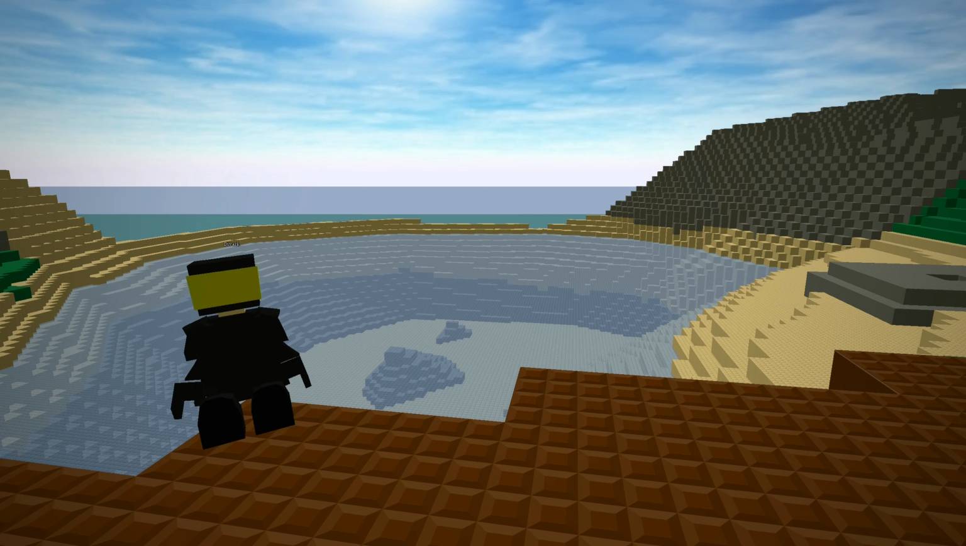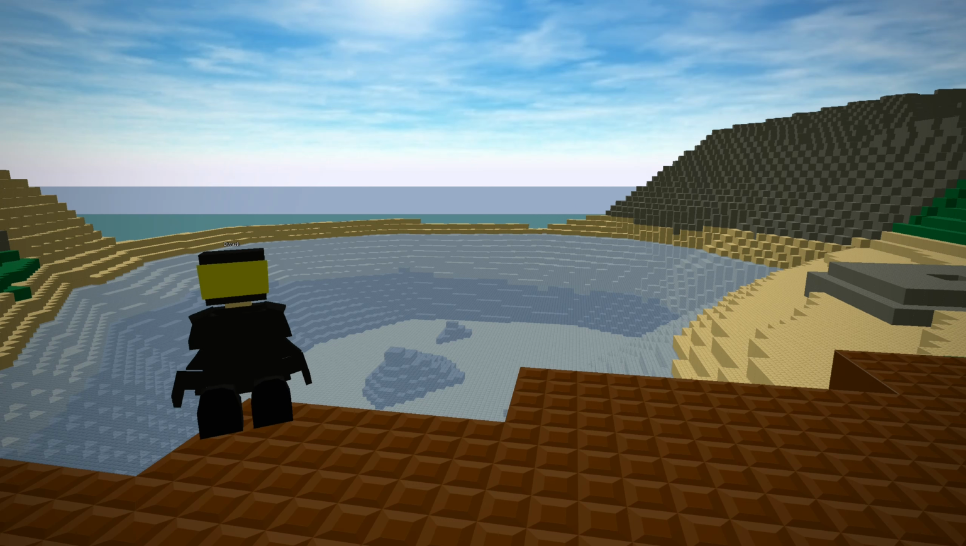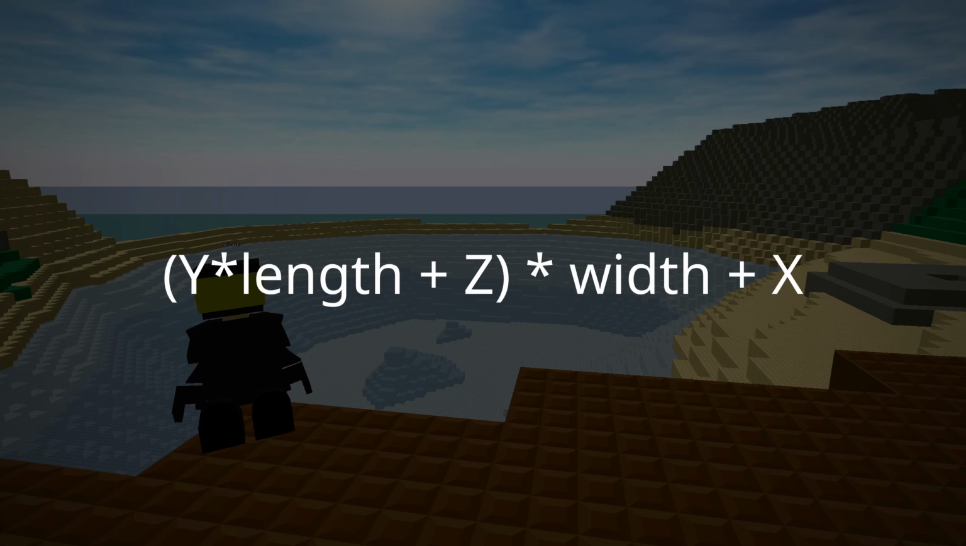For Minecraft, since all blocks are the same size, all we really need to know is how each block is stacked. In this case, Minecraft represents the height by the y-axis and the length and the width by the x and z axes accordingly. When it comes to checking if a block is in place or not in the schematic file, the formula to get this is y times length plus z, all multiplied by width plus x.